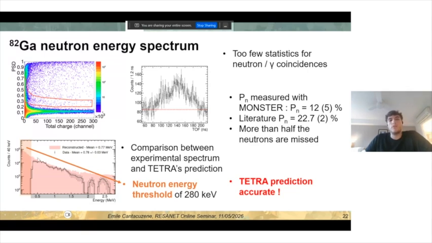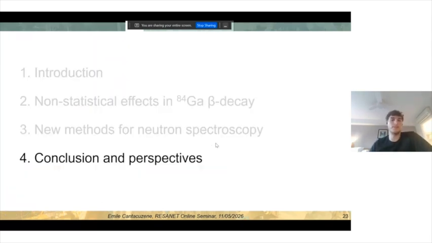In order to show that we were probably missing a lot of the neutrons, we measured the Pn value with Monster, and we have plus or minus 5%. If you compare it with the literature value, which is very well known and which is 22.7%, we can clearly see that we missed at least half of the neutrons there. But we can still compare it in this region, and it works quite well. So basically, that's the end of these results.